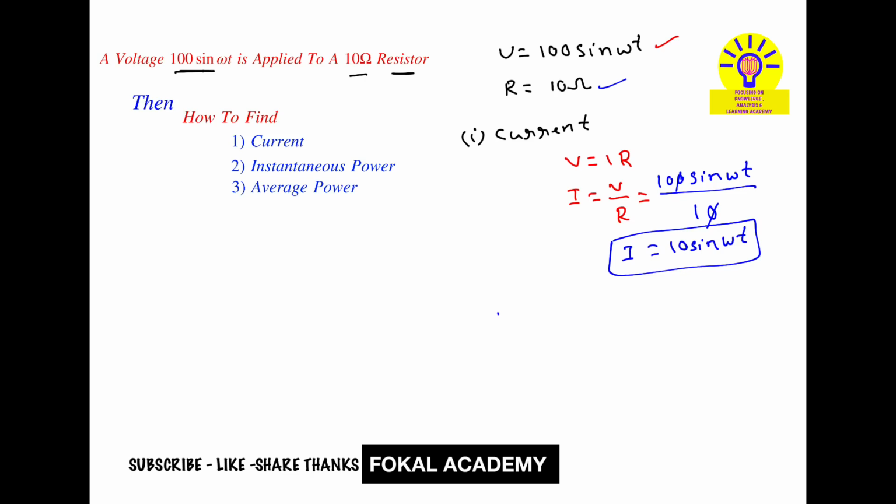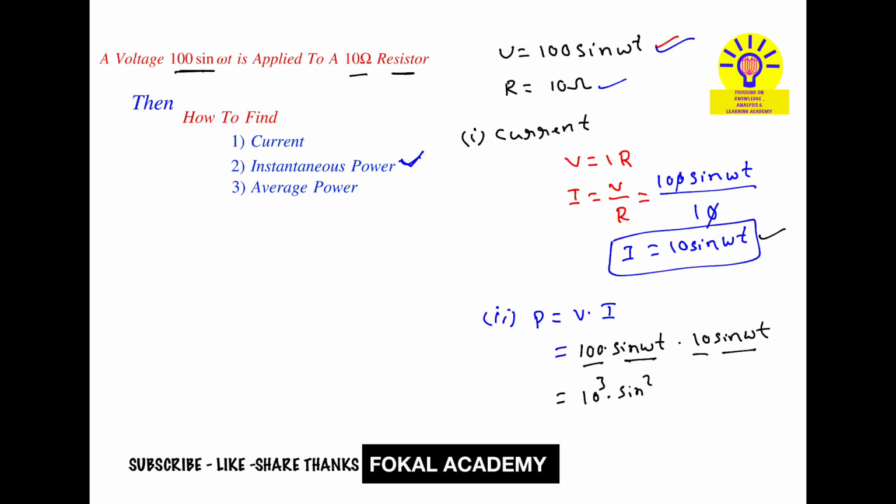Next, how to find instantaneous power. Instantaneous power is nothing but the product of voltage and current. That is P equal to voltage into current. Here the voltage is given as 100 sin omega t, into the current we got, 10 sin omega t. By the product we get 100 into 10, that is 10 cube, and sin omega t into sin omega t is nothing but sin square omega t. So this is the instantaneous power.